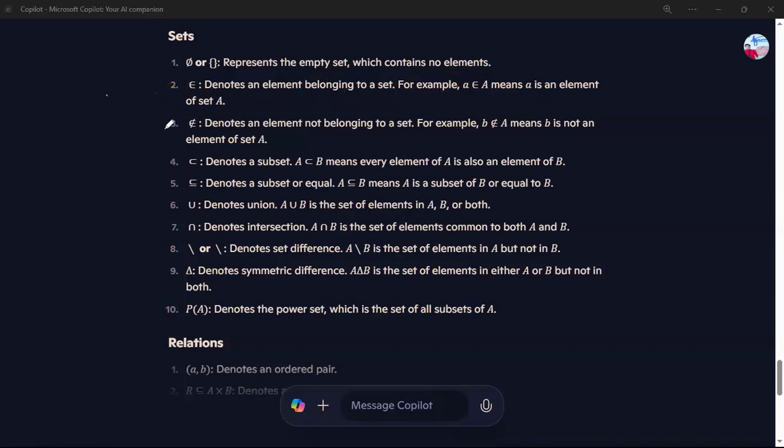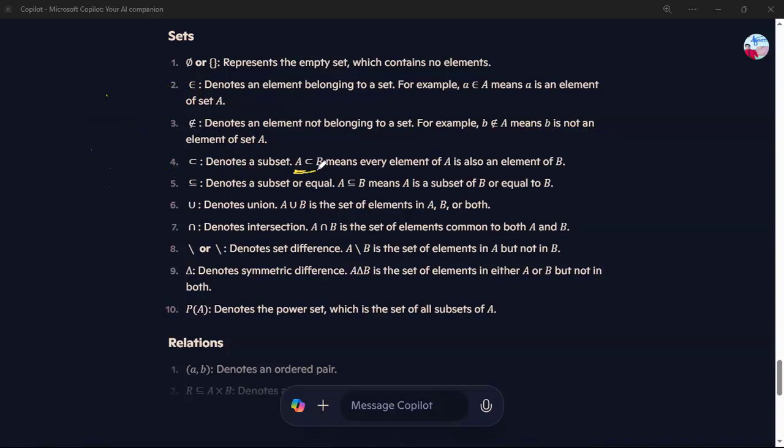Discussing this symbol, it is just the opposite of the second one. It denotes an element not belonging to a set. b not belonging to A means b is not an element of set A. The difference between these two signs is that this is particularly used for elements, whereas this sign is used for sets. Okay, so this is the difference, and other than this, everything is the same.